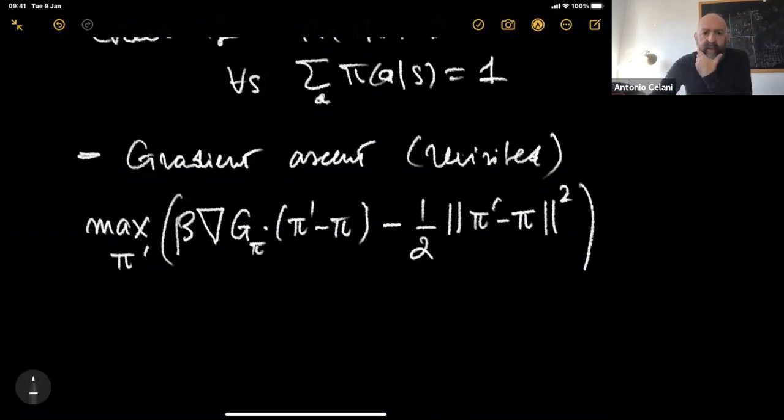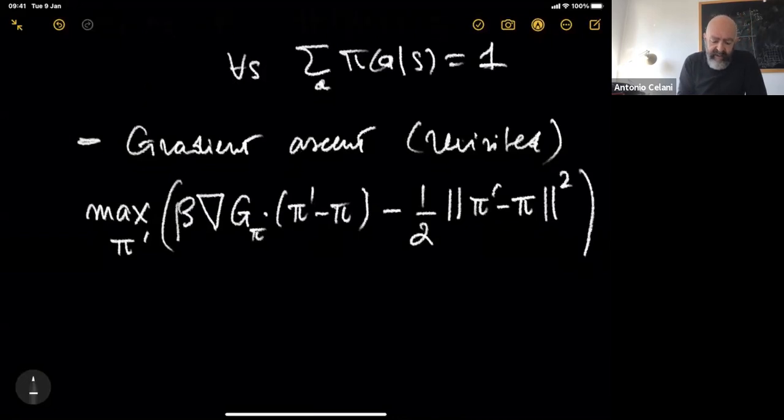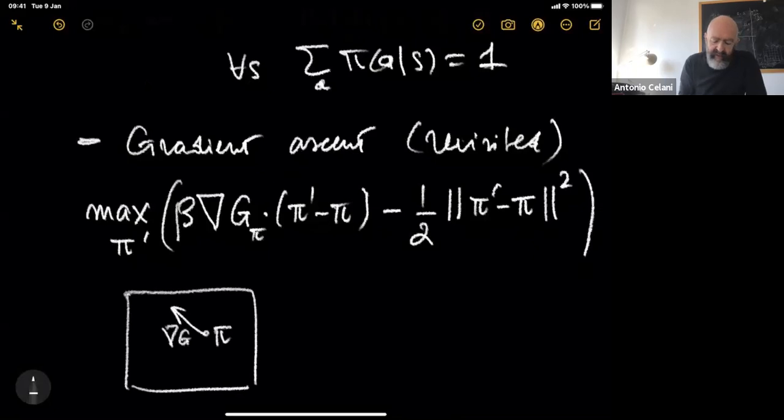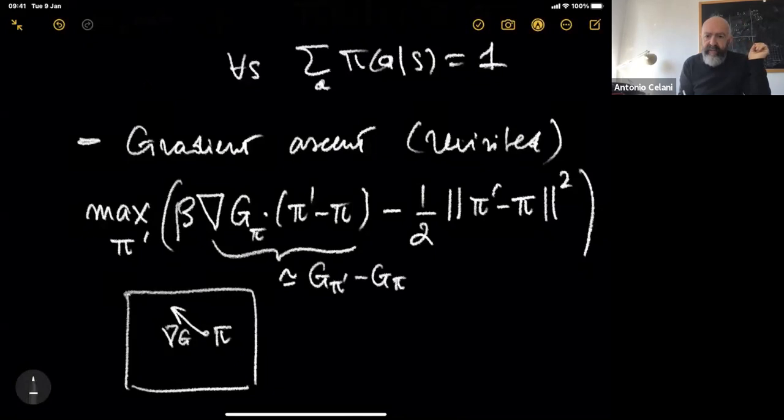So what am I writing here? Suppose that I have a policy pi, and I have a gradient, grad g in pi. Then this quantity here is a first order expansion, so it's approximately equal to g(pi prime) minus g(pi). It's a local Taylor expansion of the difference between my value in the new point pi prime and in the previous point pi. Are you clear with that? Just a first order expansion of g(pi prime) around pi.